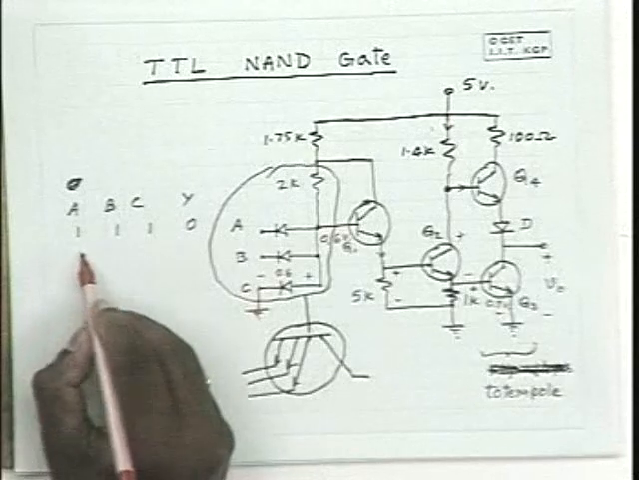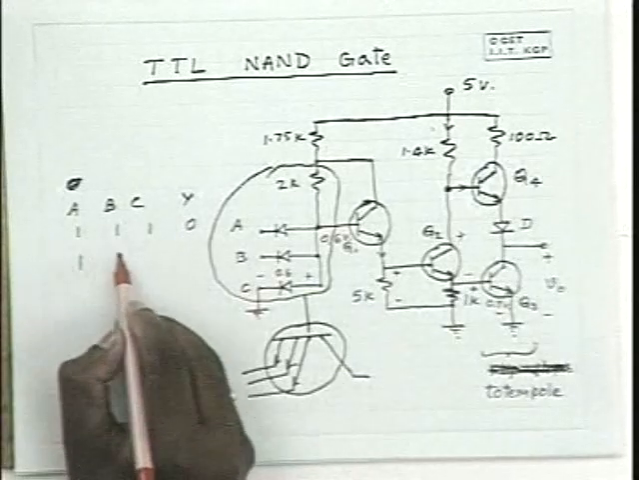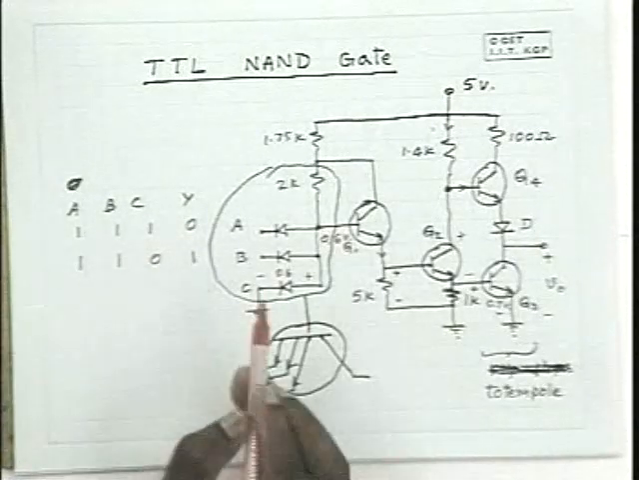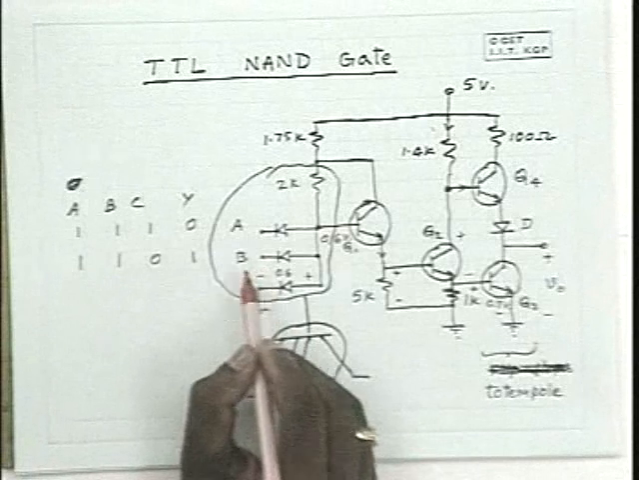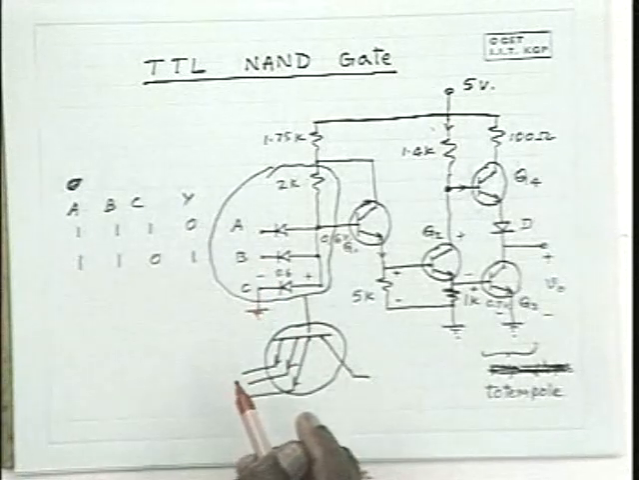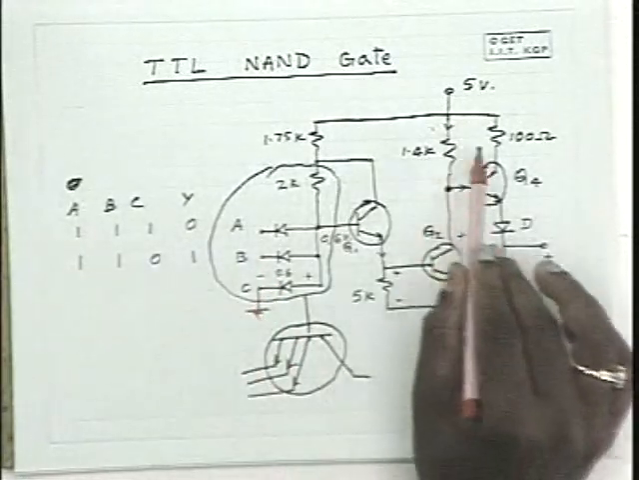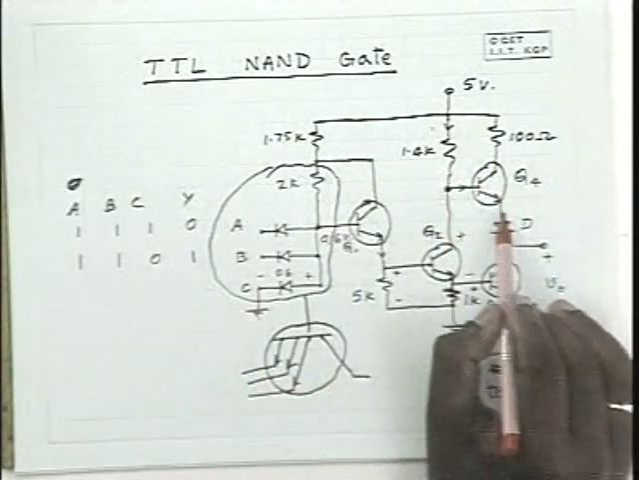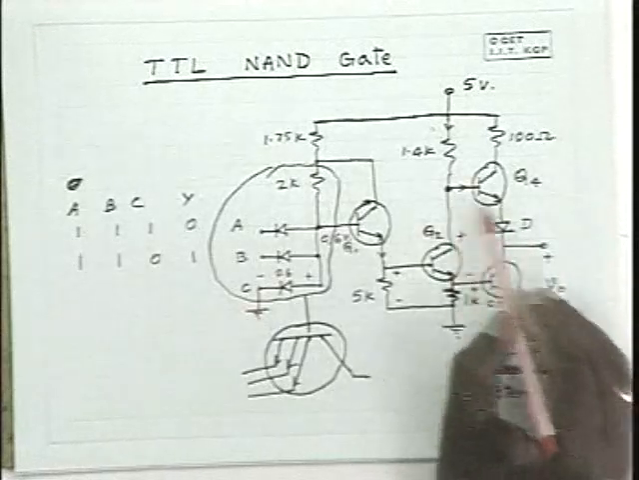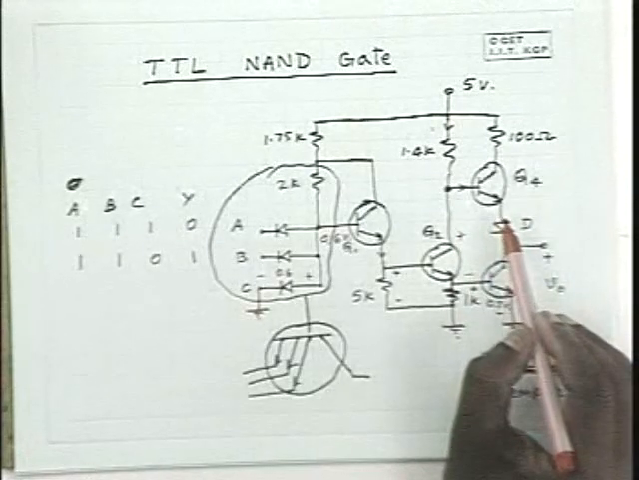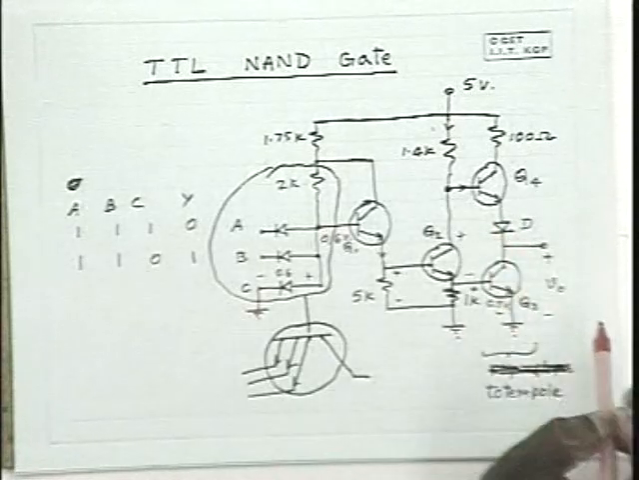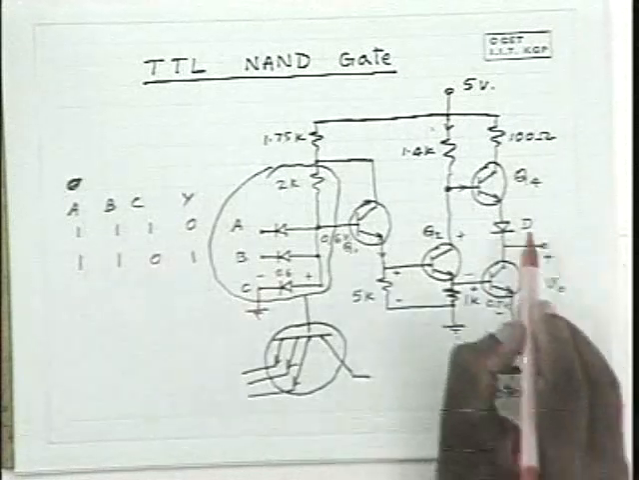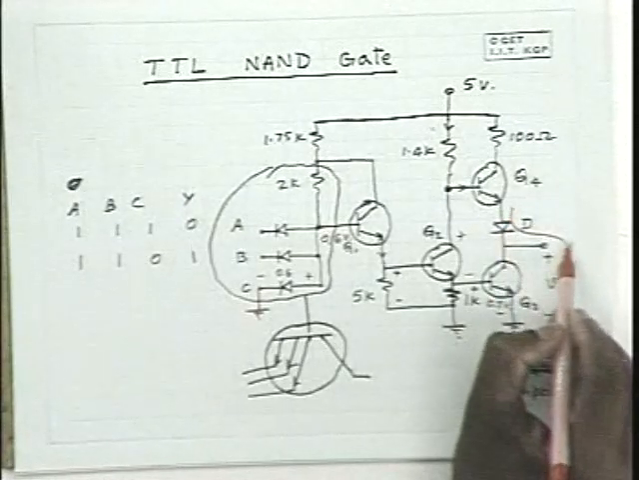So if any one of the inputs is a 0, the output is logical 1. The same thing happens even when two of these inputs are zeros. So please note that because of this transistor and you are taking the output from its emitter, this one is like an emitter follower and it can drive a large number of loads, and current flows in this direction.